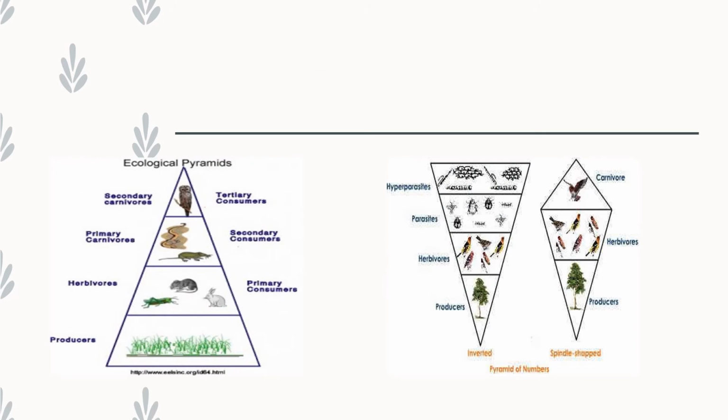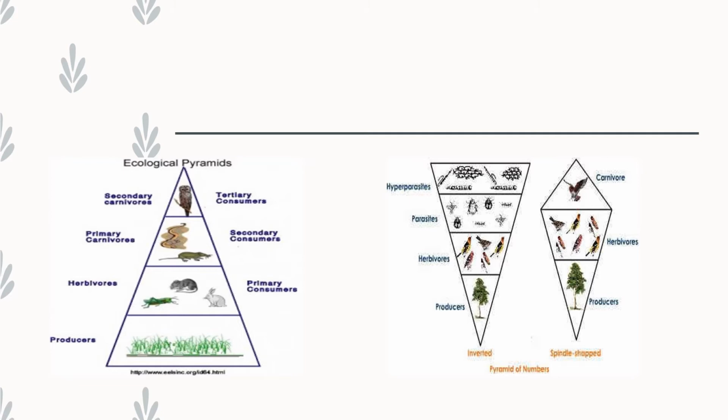See, the first pyramid shows the producers. Producers are more in number, herbivores are fewer, primary carnivores are also very few, and the top carnivores become very few. So the numbers are decreasing in the first diagram, from producer to top carnivore.